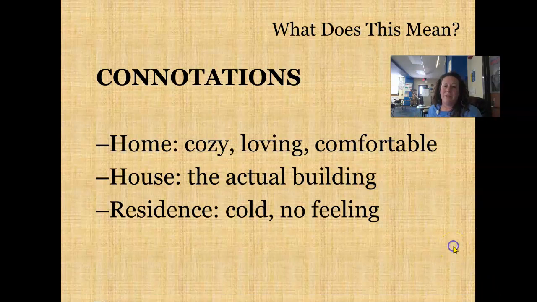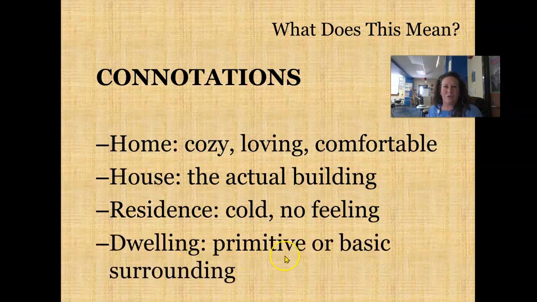And then the last one is dwelling, and a dwelling is very primitive. It's basic, I think of it as like a cave, right? So those connotations are the feelings that those same exact words invoke. So make sure that you push pause and you write these 4 connotative meanings. All right, now we have to actually give our physical definitions.